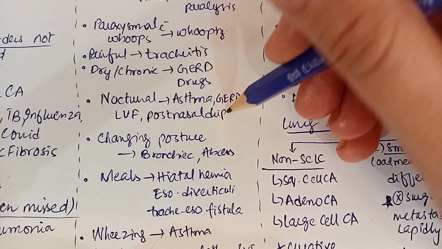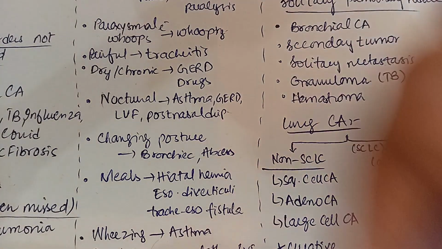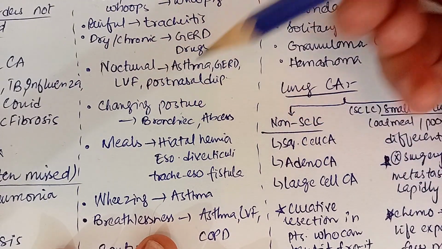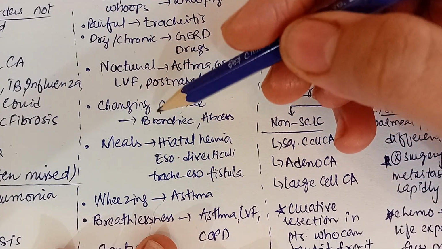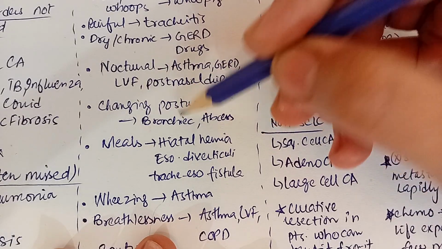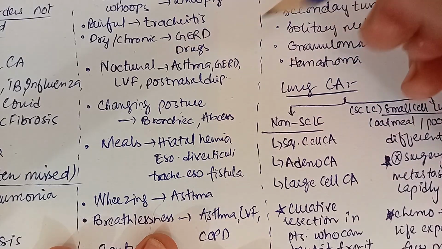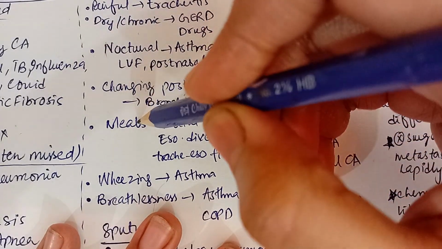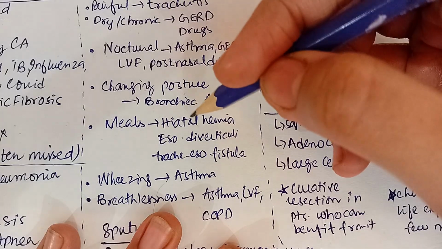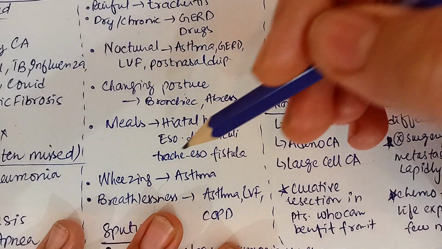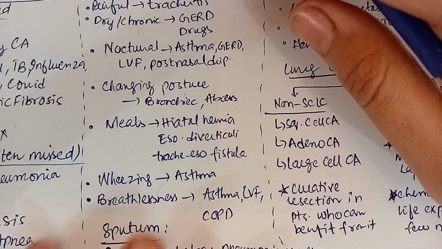Then there is postnasal drip in chronic sinusitis. If the cough is associated with changing posture, it can be associated with bronchiectasis and pulmonary abscess. If the cough is associated with meals, it can be due to hiatal hernia, esophageal diverticuli, or tracheoesophageal fistula.